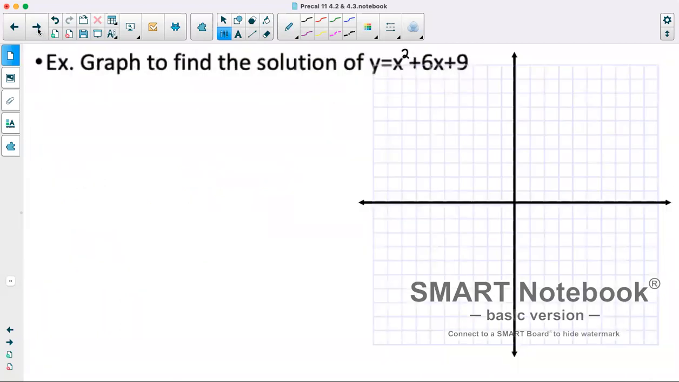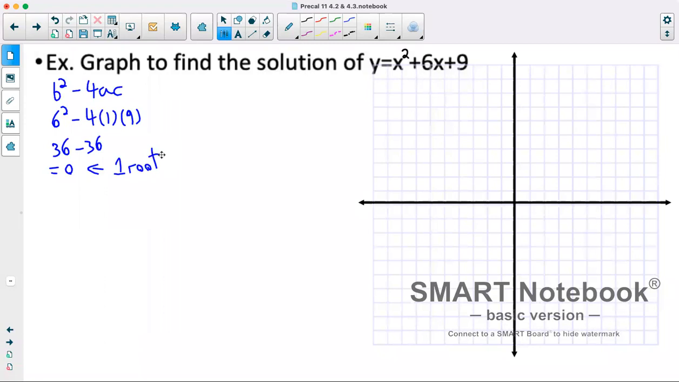Okay. We'll do some more examples. So graph to find the solution of y equals x squared plus 6x plus 9. So this time we'll run it through the discriminant first. So we had a b value of 6. So we have 6 squared minus 4 times our a value of 1 times our c value of 9. So we have 36 minus 36. So that gives us 0. So we should have 1 root.